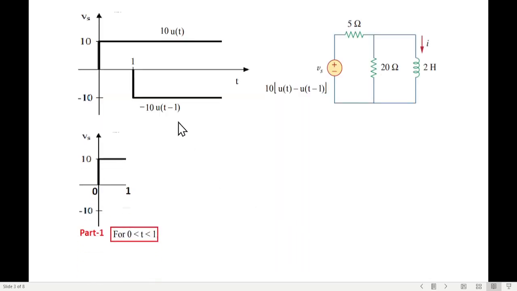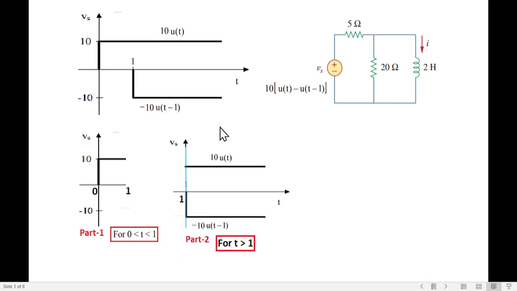Okay, so we were here. Now what we'll do is we'll separate these two parts. I'm calling this part 1, from t equal to 0 to 1, and from 1 onward, this one we'll call part 2, which is for t greater than 1.